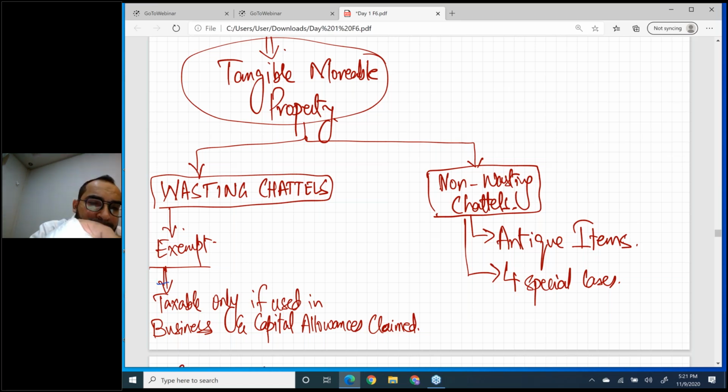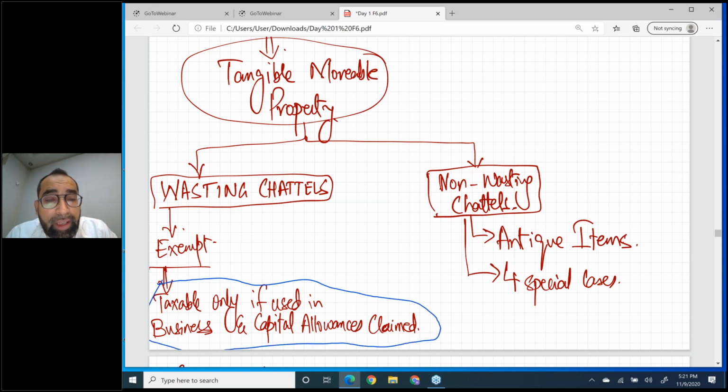They are taxable only if used in business and capital allowance is claimed. If you are using that wasting chattel in the business and you are claiming capital allowance, then you have to do the working for it. Now the second type of chattels are called non-wasting chattels.